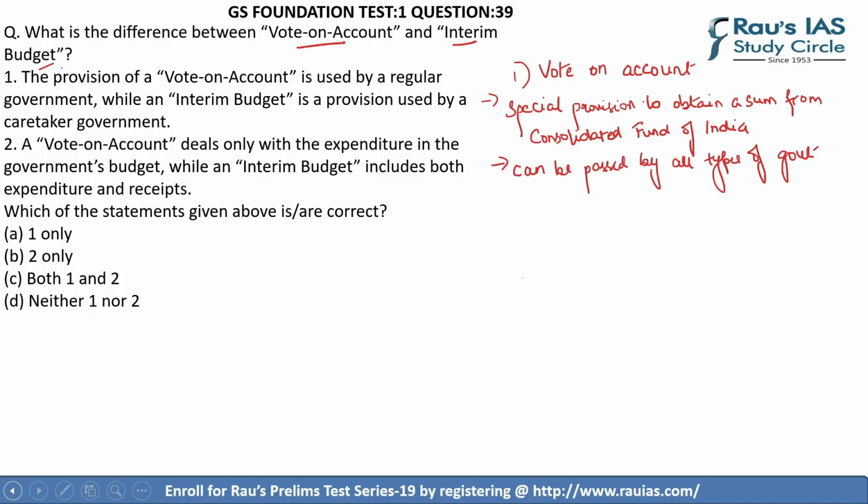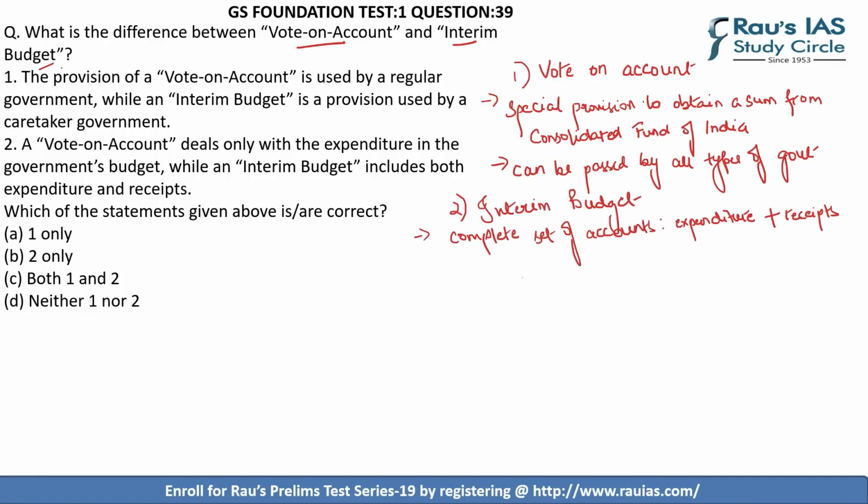Now let us understand the meaning of interim budget. It refers to a complete set of accounts including both expenditure and receipts, and it is in this way that it is different from vote on account, because vote on account only deals with the expenditure side of the government. Also, an interim budget gives the complete financial statement, which is very similar to a full budget. The last point to remember about interim budget is that it can also be passed by all types of government.